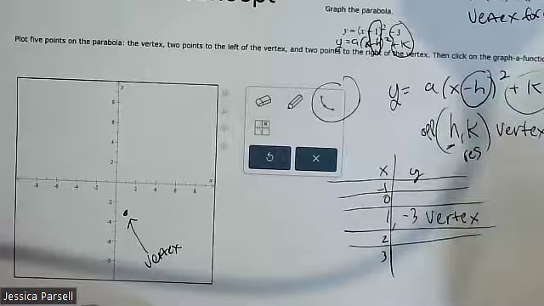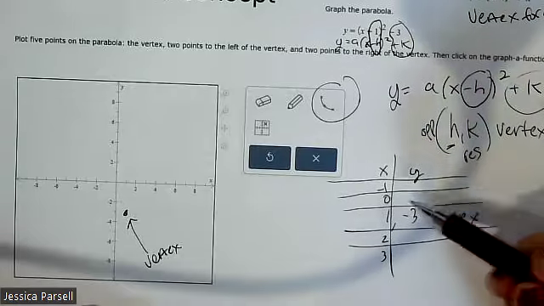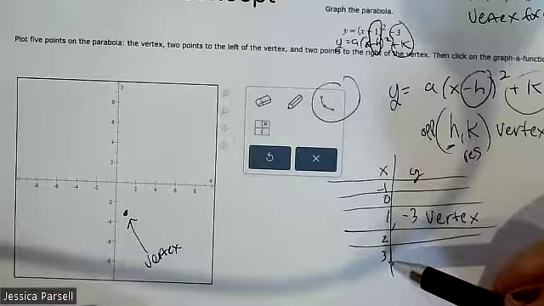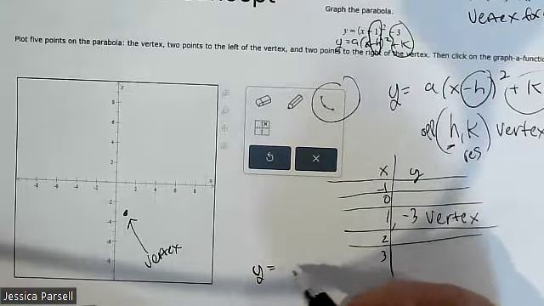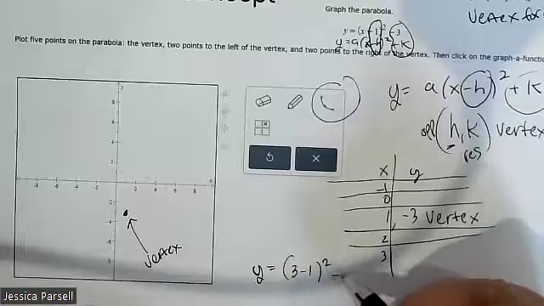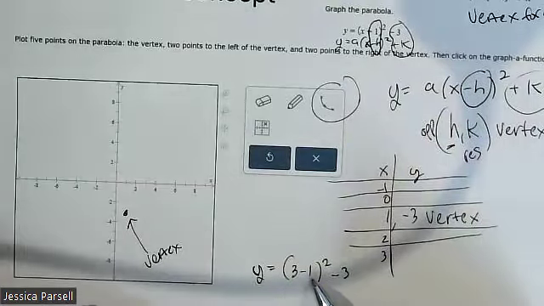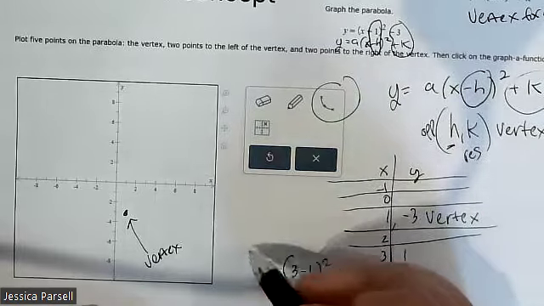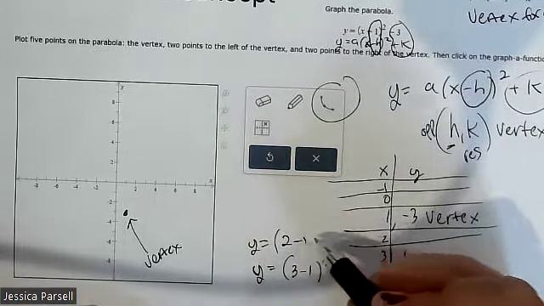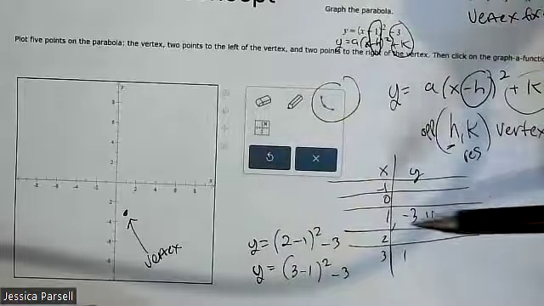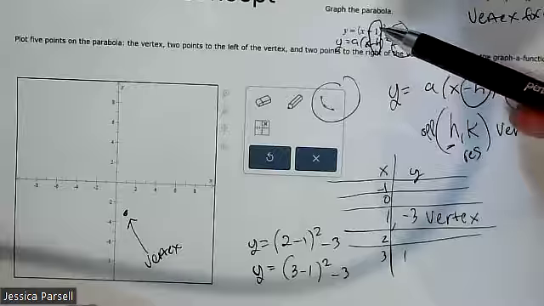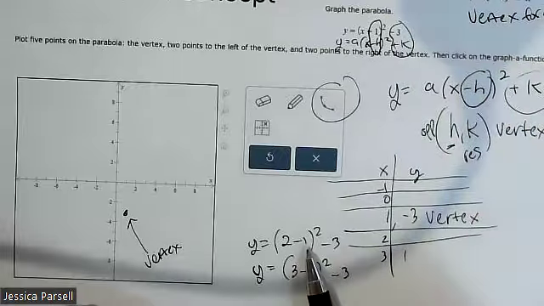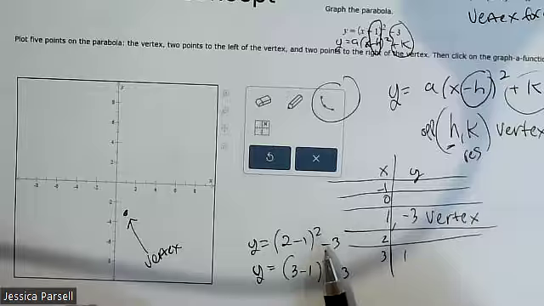All right, so we're going to have to put these values in for x into this equation 1, 2, 3, 4 times. So let's start with 3 for our x. So y equals 3 minus 1 squared minus 3. All right, so 3 minus 1 is 2. 2 squared is 4. 4 minus 3 would give us 1. Let's try 2. Y equals 2 minus 1 squared minus 3. And I'm just popping in these values for x into this equation. So 2 minus 1 is 1. 1 squared is 1. 1 minus 3 is -2.